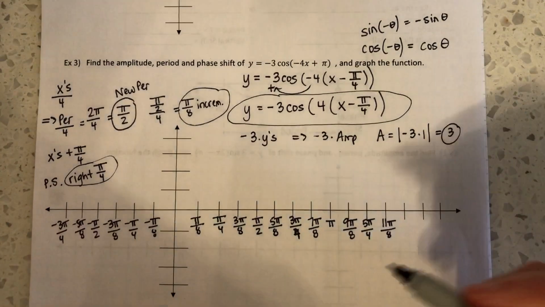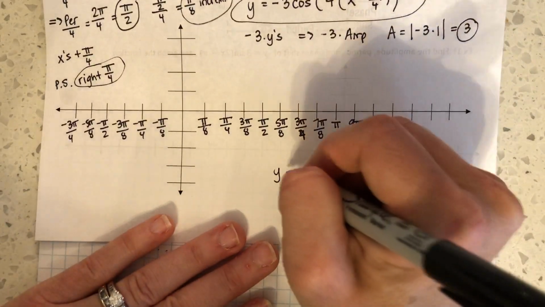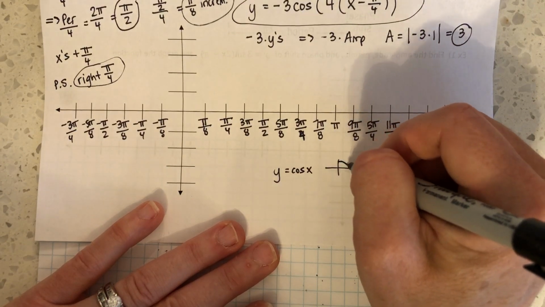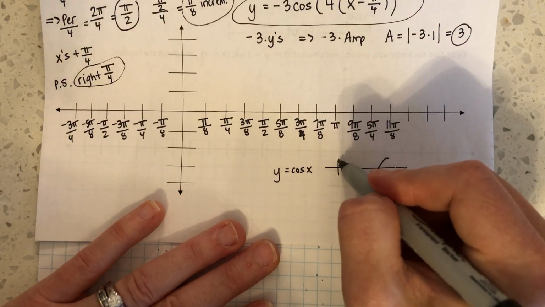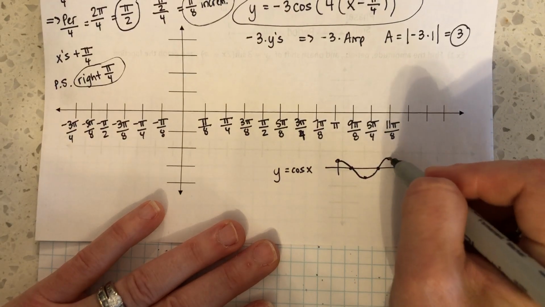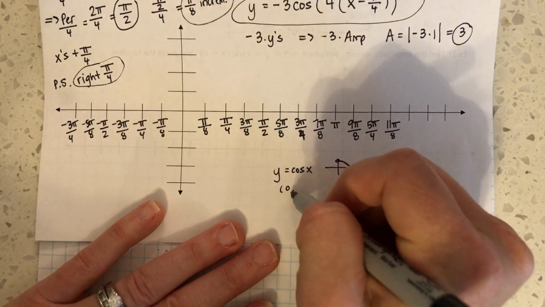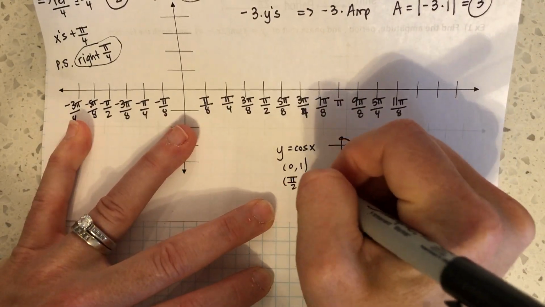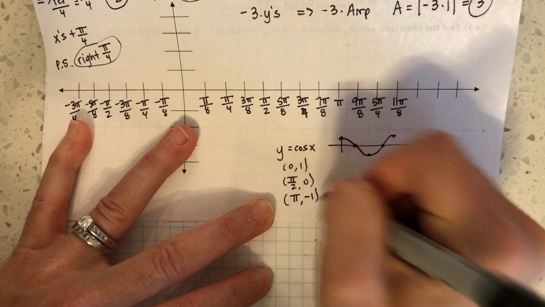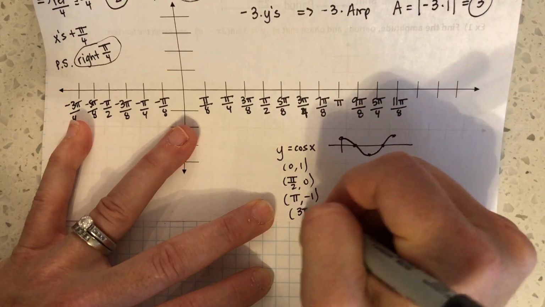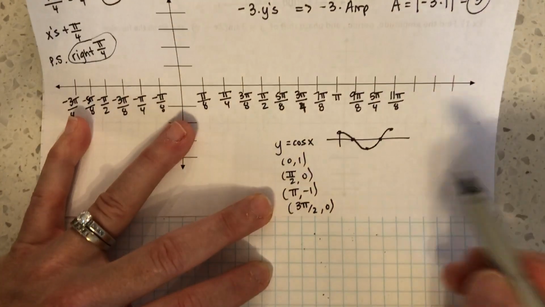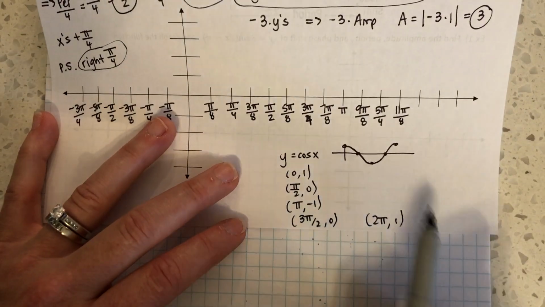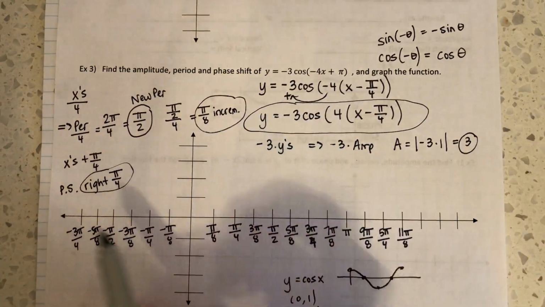So guys, your cosine, right? Y equals cosine x. Okay? He looked like this. He went from 1 down and back up. So he had these 5 key points that lived on his graph. He had the point 0, 1. He had the point pi over 2, 0. He had the point pi, negative 1. He had the point 3 pi over 2, 0. And he had the point 2 pi, 1. So these are the 5 ordered pairs that you should be making these changes to.